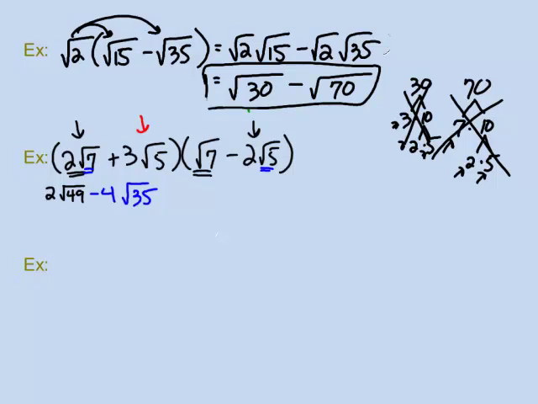Inner product will be these two terms here multiplied together. Positive times positive does give us a positive. We've got 3 times an understood 1 is 3, and square root of 5 times square root of 7 is square root of 35. Then our last two terms, which will be our 3 square roots of 5 and our minus 2 square roots of 5, positive 3 times negative 2 is minus 6, and square root of 5 times square root of 5 is square root of 25, or square root of 5 squared.